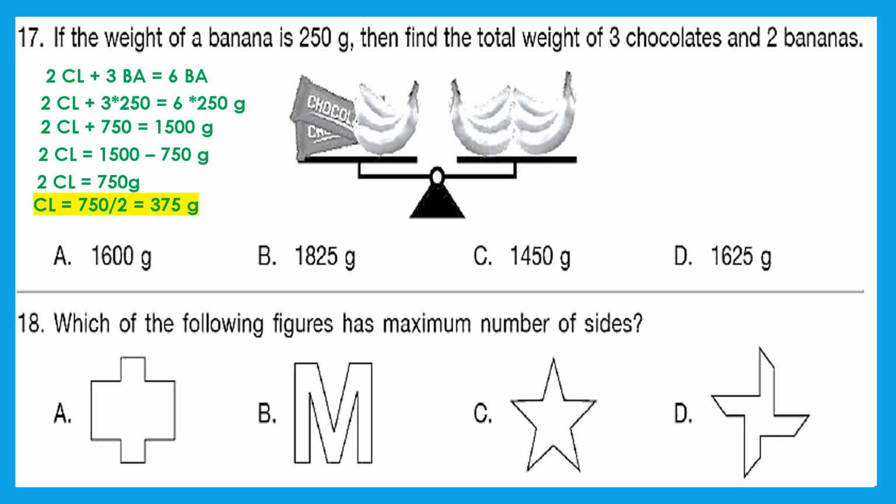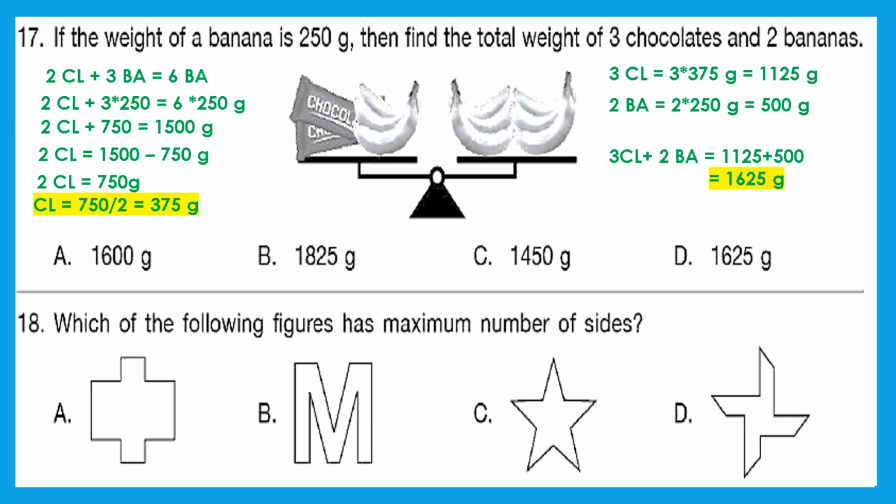Now let's find what is asked. 3 chocolates will be 3 into 375 grams, which is equal to 1125 grams. 2 bananas will be equal to 2 into 250 grams, which is equal to 500 grams. Now let's add that. And what do we get? We get 1625 grams as the answer, which is option D.